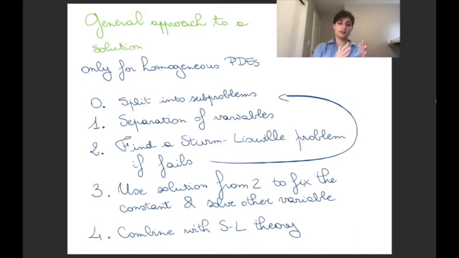Now that we have a countable set of eigenpairs from the Sturm-Liouville problem, and you have used the eigenvalues from the Sturm-Liouville problem to solve for the other variable, then you can combine these two pieces of information with the use of Sturm-Liouville theory.